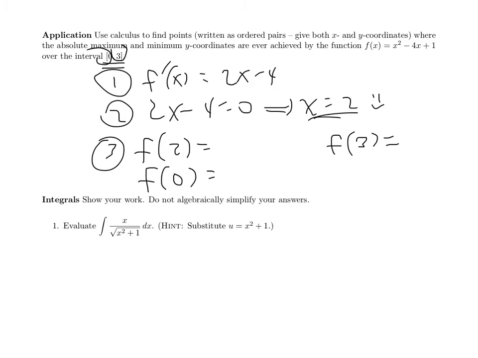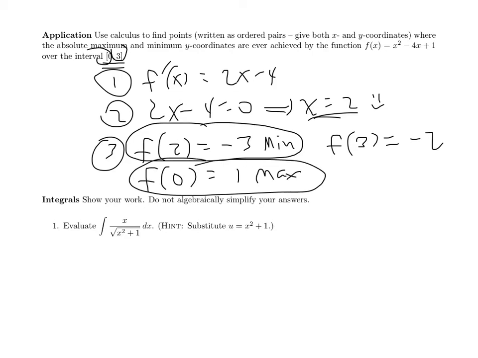So if I do that, f of 2 is -3, looks like, f of 0 is 1, and f of 3 is, oh god, what is it, 9 minus 12, -3 plus 1, -2. Okay, so numbers aren't too bad. This is the smallest, and this is the biggest.